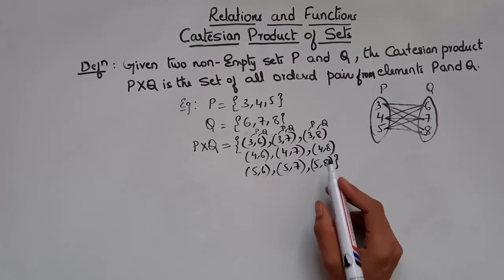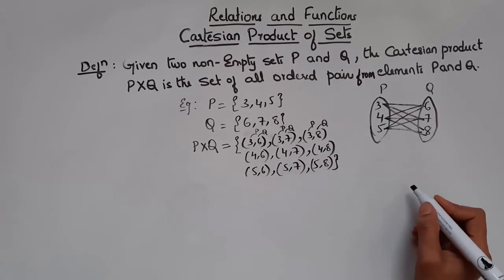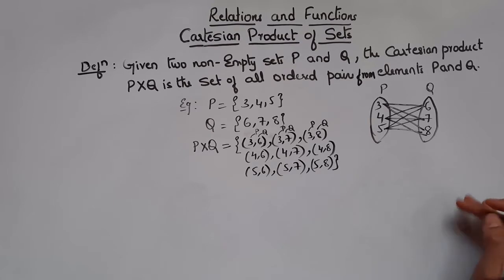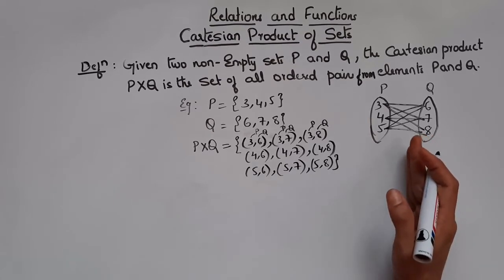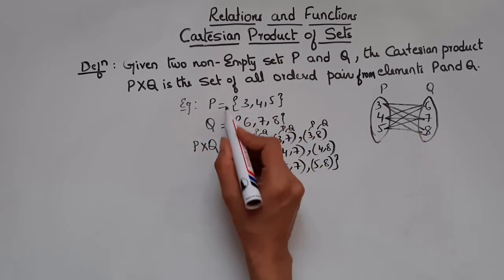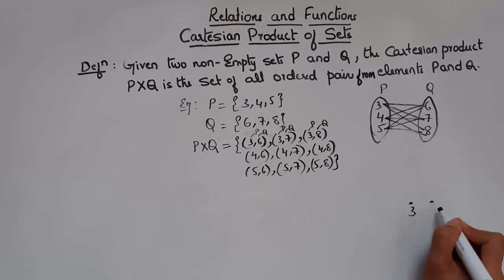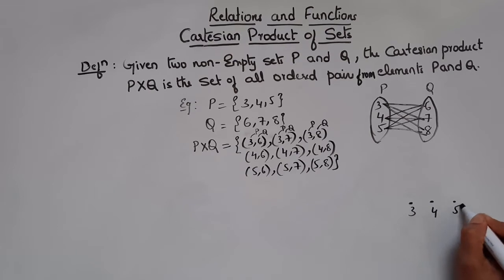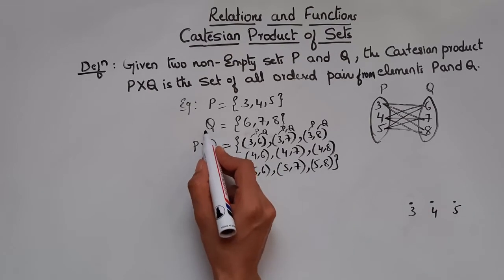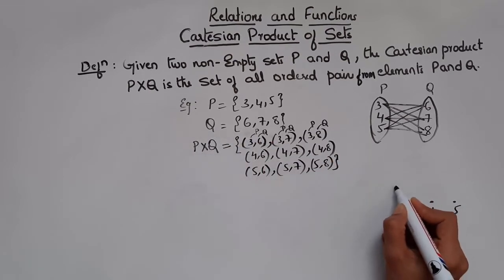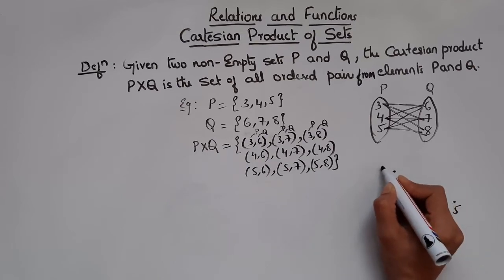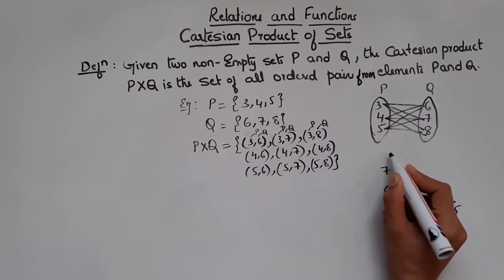These ordered pairs you can also find by taking the elements of the first set along the x-axis and the elements of the second set along the y-axis. Here the first set is P, so the elements of set P should be written on the x-axis. So we have 3, 4 and 5, and the elements of the second set, here it is Q, so we have 6, 7 and 8.